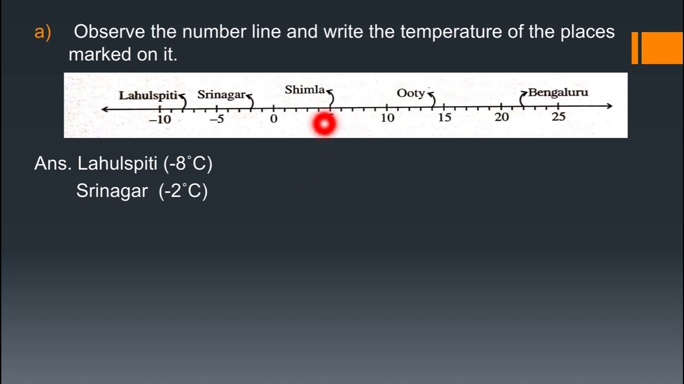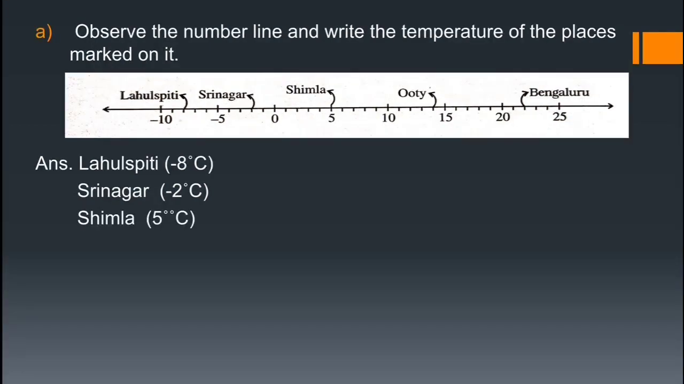Again we can see Simla. Simla is on the right hand side of 0. So we start from 0, this is 0, this is 1 degree centigrade, this is 2 degrees centigrade, this is 3, this is 4 and this is 5, which is already given. So Simla's temperature is 5 degrees centigrade. Next place is Ooty. Again you can see that Ooty is on the right hand side of 0, so its temperature will also be positive. So here is 10, this is 11, this is 12, this is 13 and this is 14 degrees centigrade. So Ooty's temperature is 14 degrees centigrade.